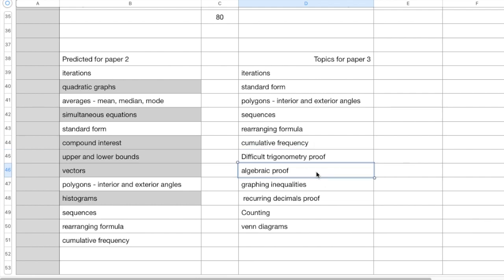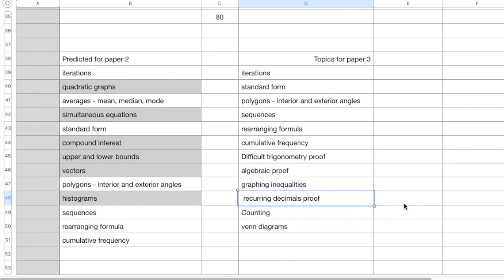There hasn't really been, well, there was that algebraic proof question in paper 1. So I just put algebraic proof down to kind of say, well, maybe they'll bring out another question along those lines, because they can be quite difficult. There haven't been any questions on graphing inequalities, so you know when they give you the inequalities and you have to graph the lines and shade the area that represents those inequalities. There hasn't been a question about that.